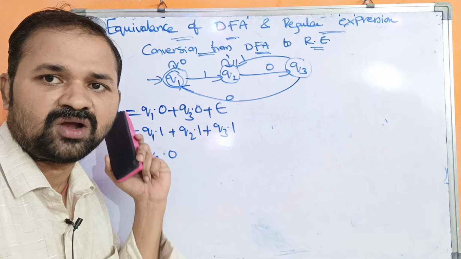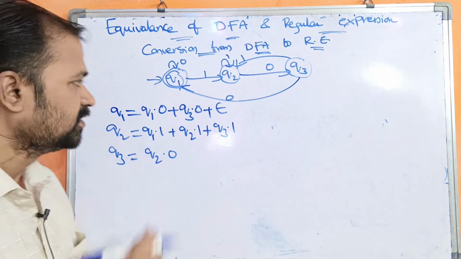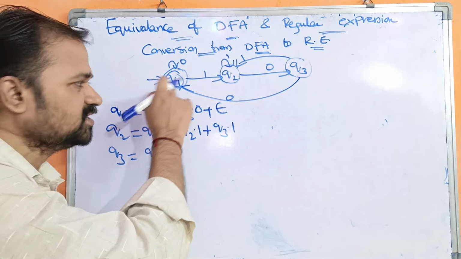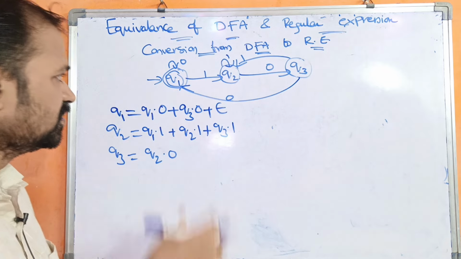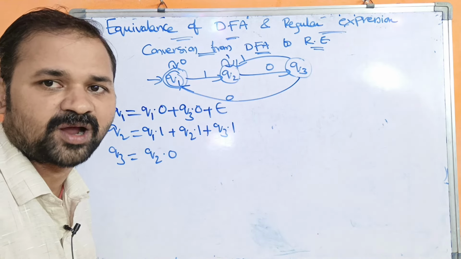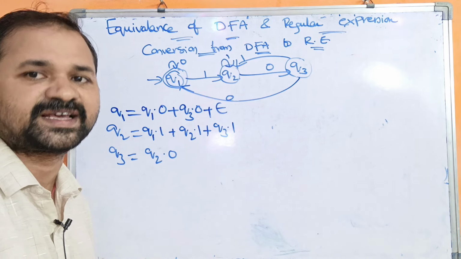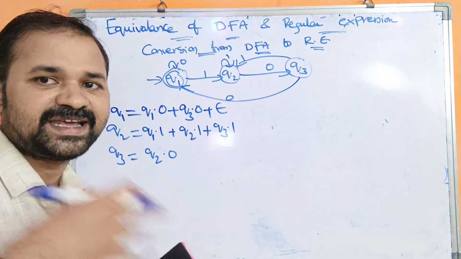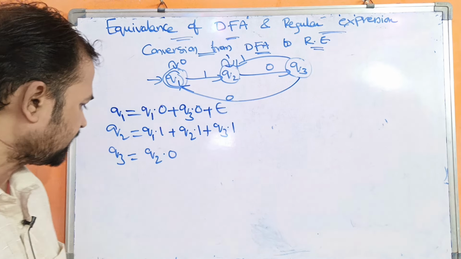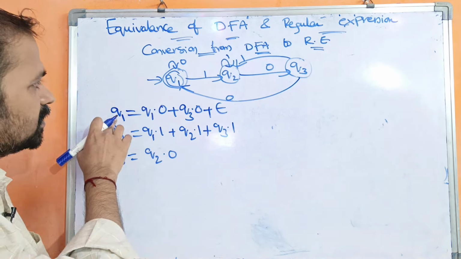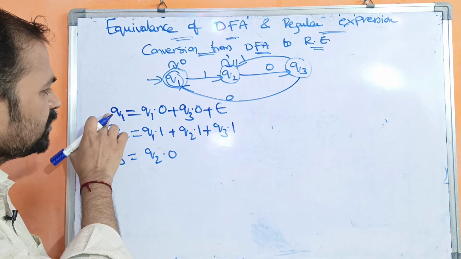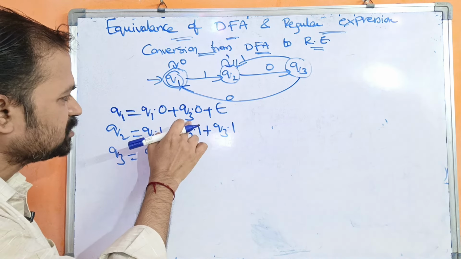Now we have to solve the equation for Q1, because Q1 is the final state. For the final state we have to solve the equation, and that equation becomes the regular expression. So Q1 is the final state. How to get Q1? Q1 0 plus Q3 0.